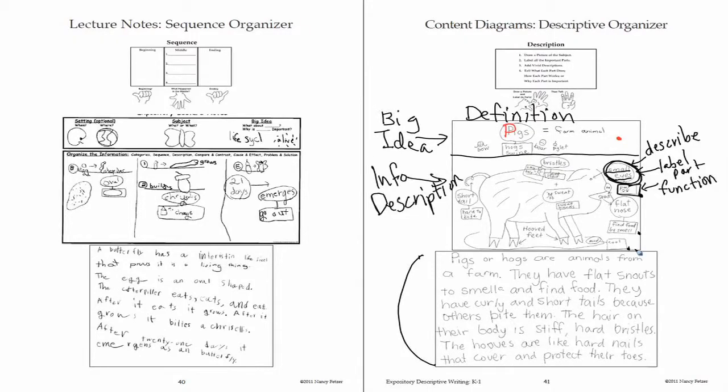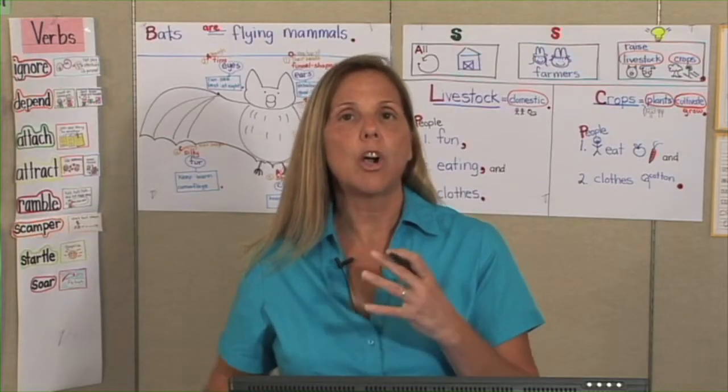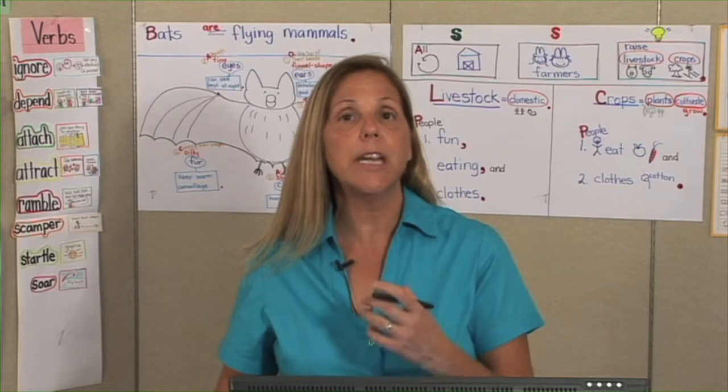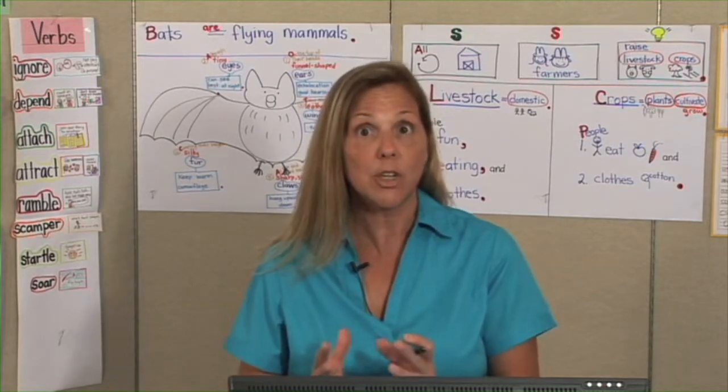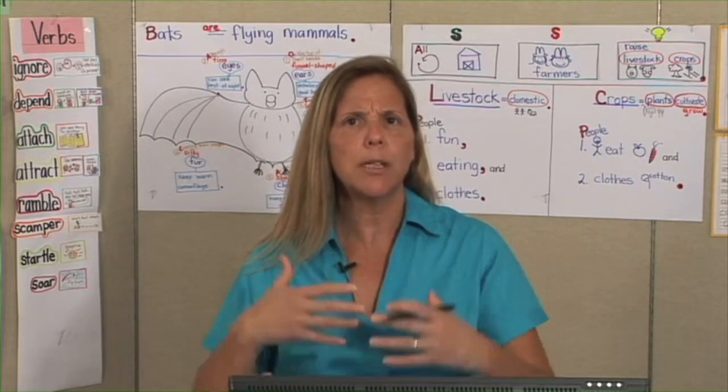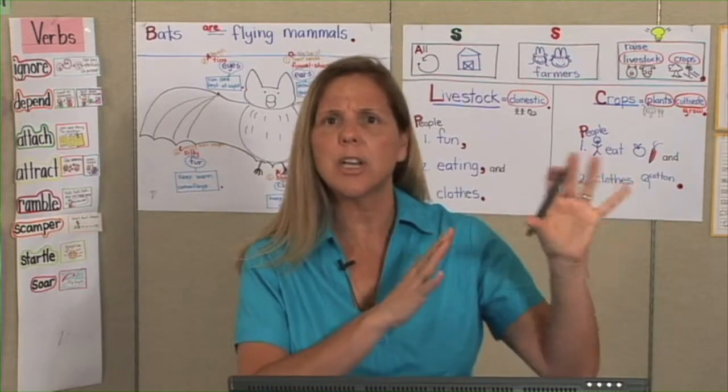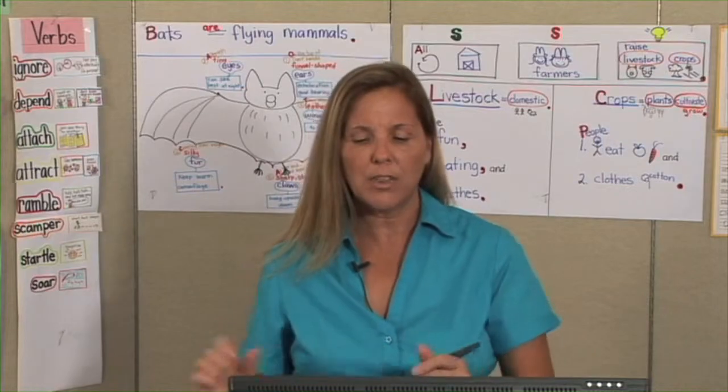This is a content diagram. Those are your steps. The top part is your big idea. The bottom, you draw a picture, label the parts, and tell the function of the parts. Absolutely critical for giving kids content vocabulary embedded into information so that they're using the vocabulary in a fluent way, not just in a separate list to identify what these words mean.